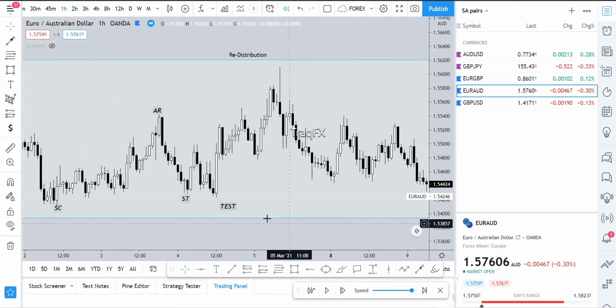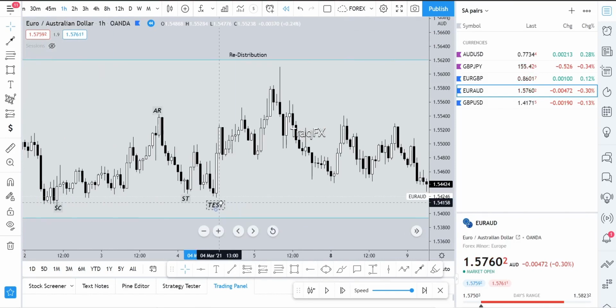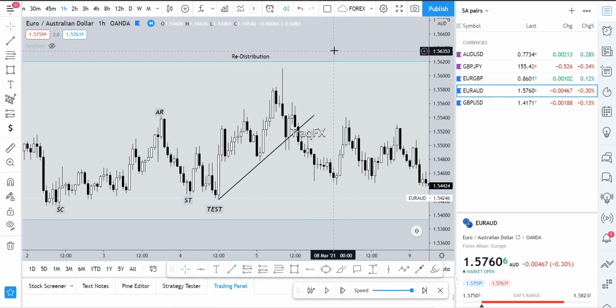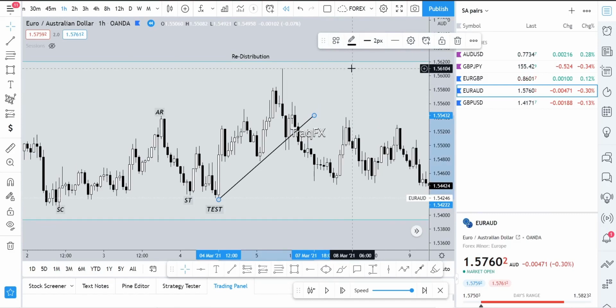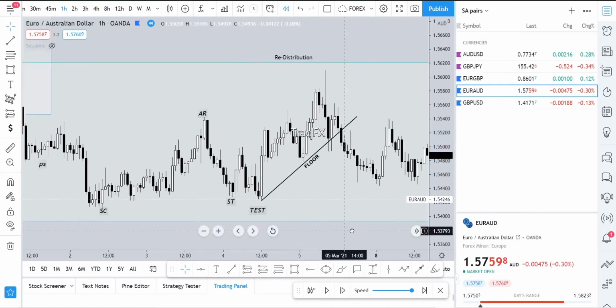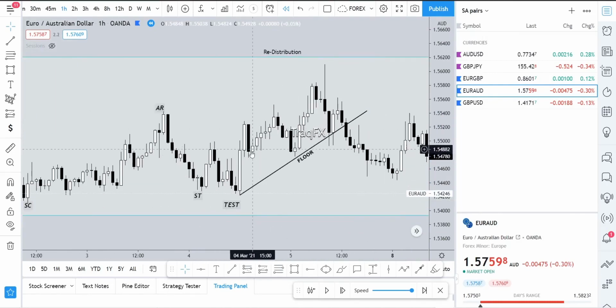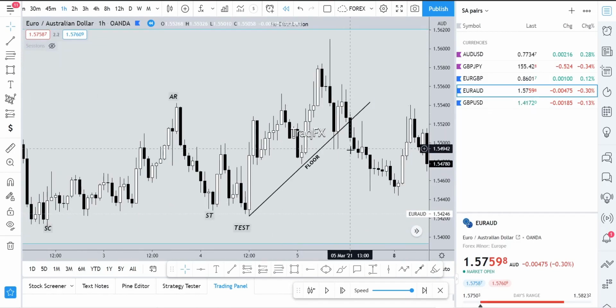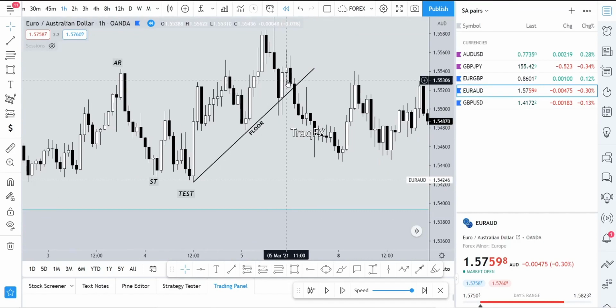Now, if we draw out our trend line, we can begin to see how price is beginning to form structure and a trend line. So this right here will be our floor redistribution. Price comes, it's high, low, taps into it, high, low, before we see price expands significantly towards the downside, breaks below the trend line.